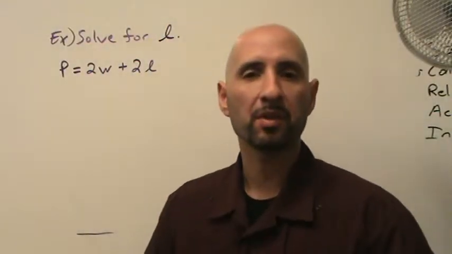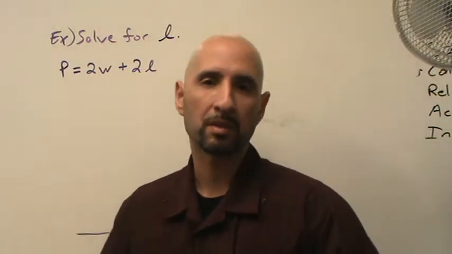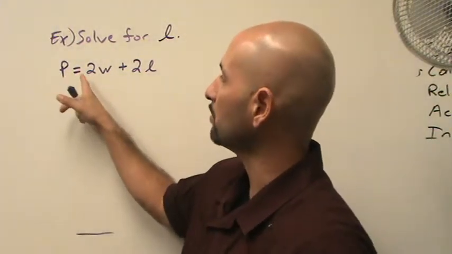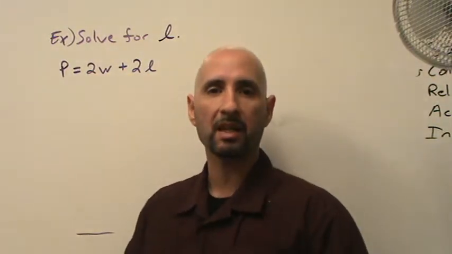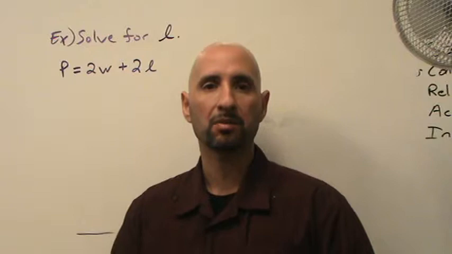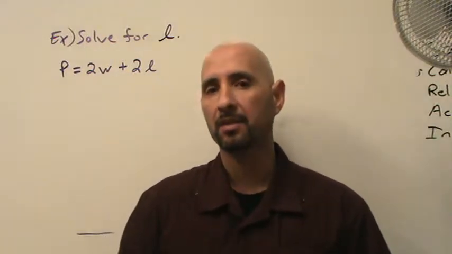I'd like to give you one more example in this section about solving equations for variables. Let's look at another example. P equals 2w plus 2l. This equation is actually relating three different variables, and it's actually a real formula. It's the formula for the perimeter of a rectangle.